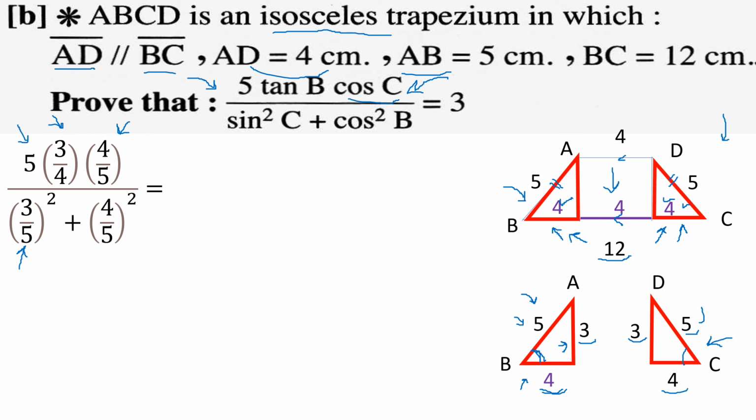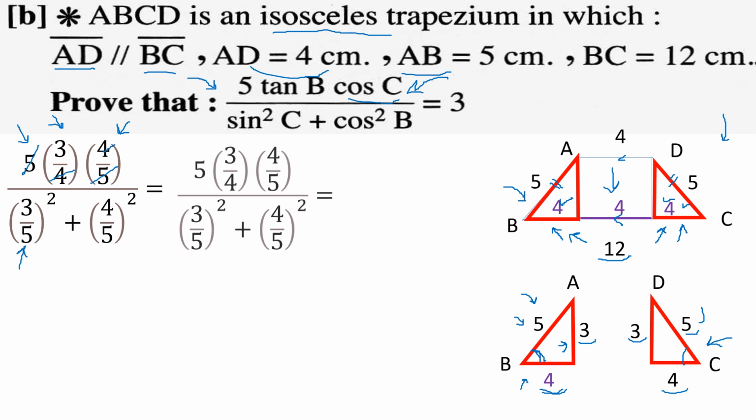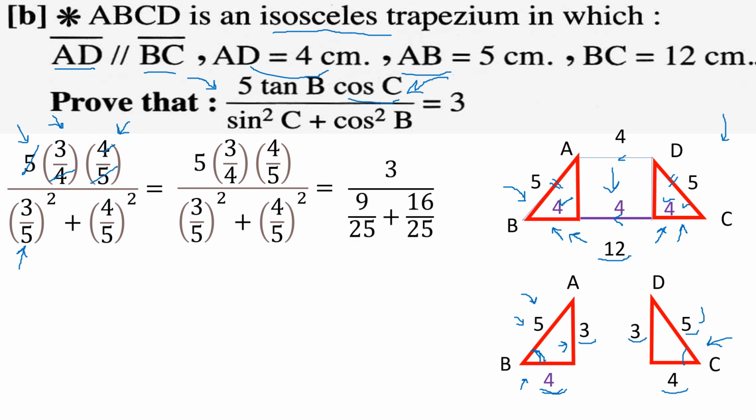Let's work. We cancel the 5 with this 5, the 4 with that 4, so in the numerator after cancelling it gives me 3. And the denominator: this power 2 is 9 over 25, this power 2 is 16 over 25. When we add these together, 9 plus 16 is 25 over the same denominator 25, it gives 1. So the final answer of this part is 3. So it is now proved because it is equal to the right hand side.